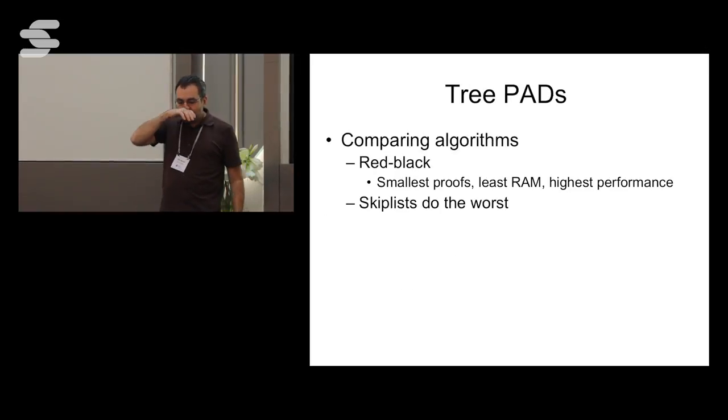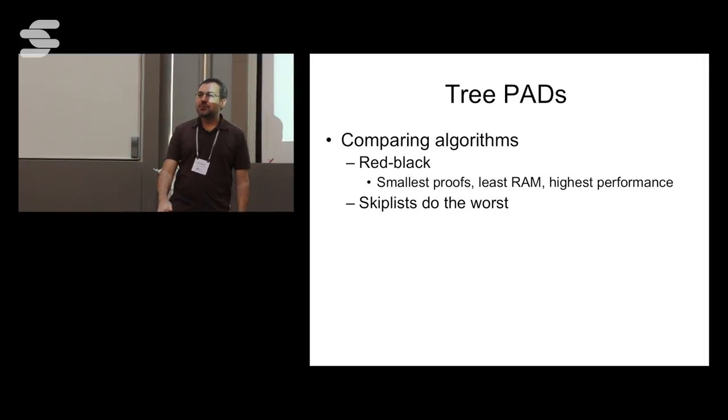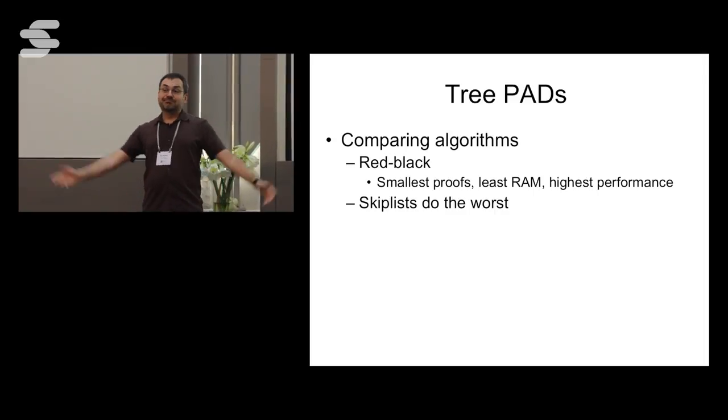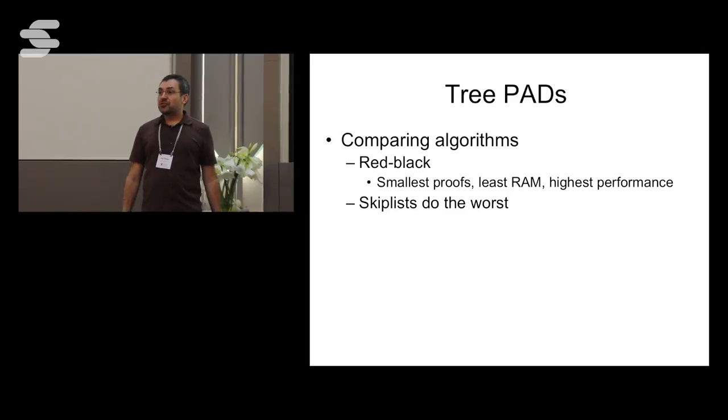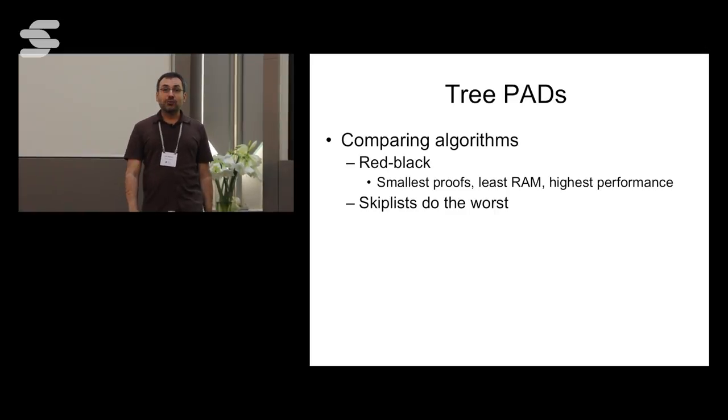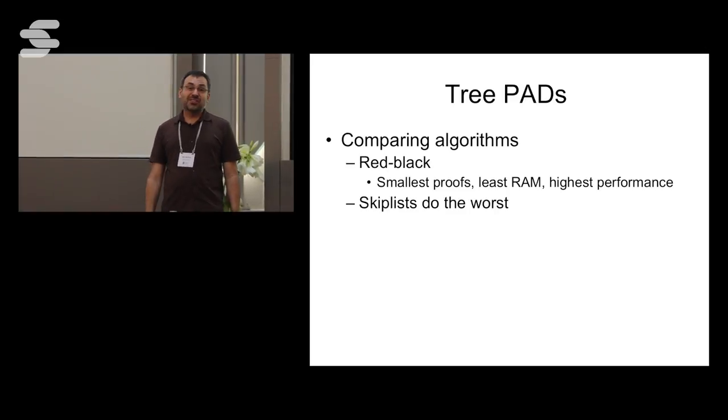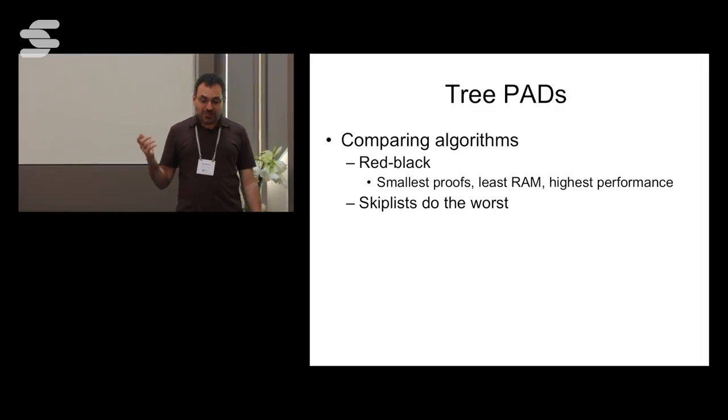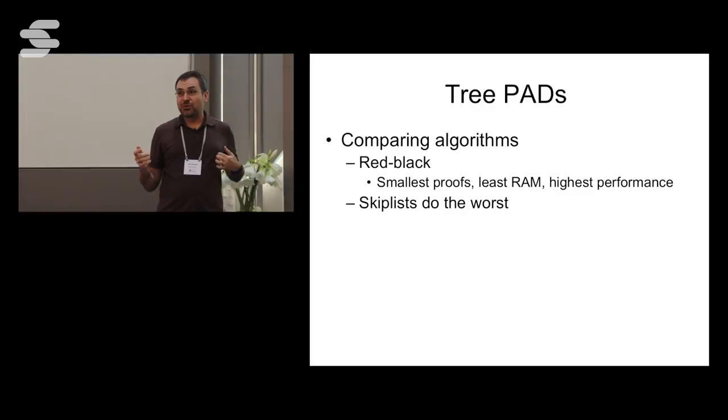Well, it turns out red-black trees are pretty damn good, and skip lists suck. So, red-black trees, anybody ever tried to implement a red-black tree? Pain in the ass, right? All these weird rules. Well, turns out they work. So, yay! Whereas skip lists, even though they're sort of a beautiful, cute data structure, no, don't use them.